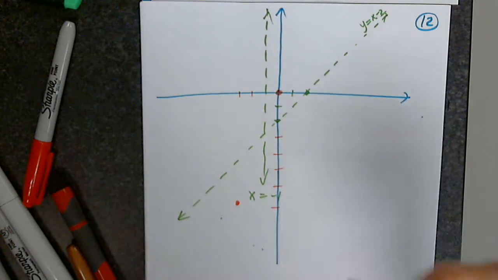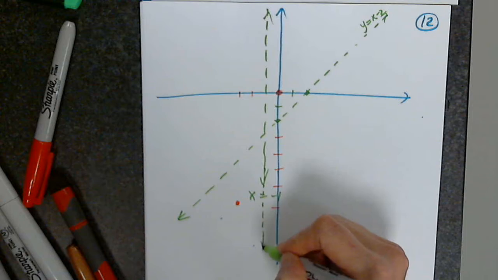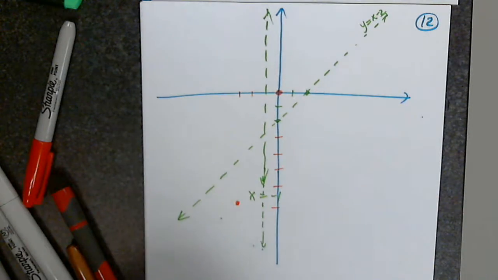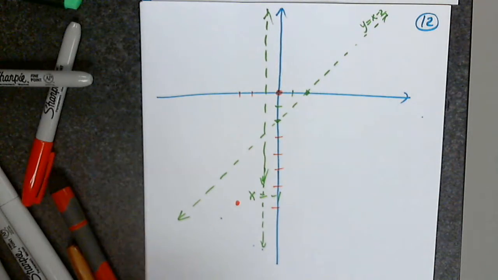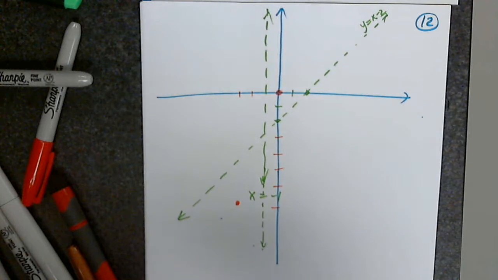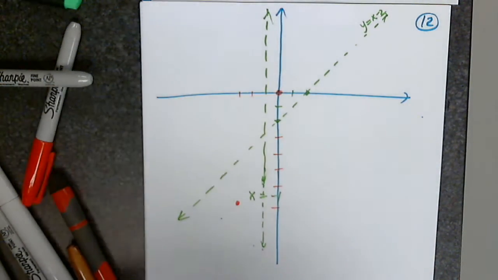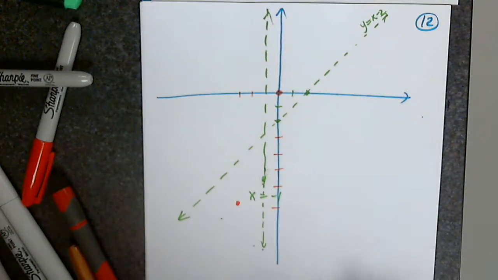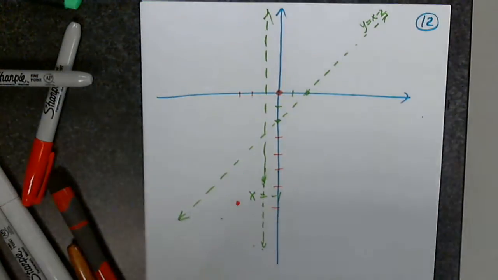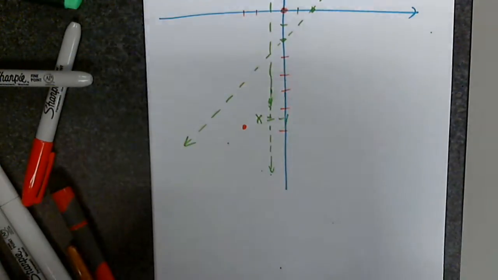And the vertical asymptote. Oh, I didn't mean that. Good. Now I'm ready to read my chart. Ready? Okay.